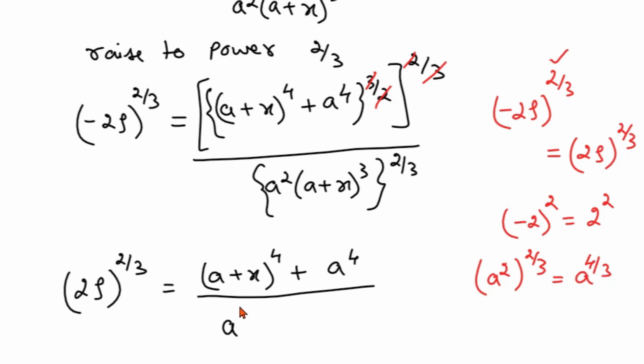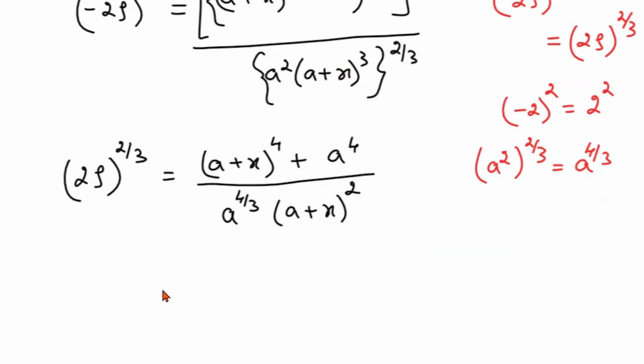So a power of 4 by 3 times of (a plus x) to the power of 2 over this. 3 and 3 will cancel out, and you'll be getting power 2. Further, if you try to simplify this expression, I'll take this 1 by a power of 4 by 3 outside and try to divide this (a plus x) whole square for both the terms in the numerator.